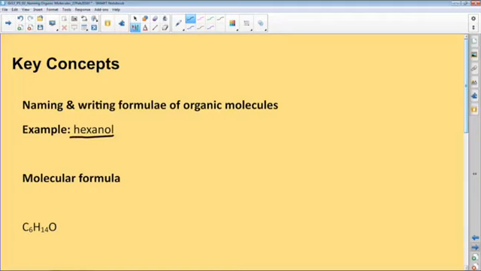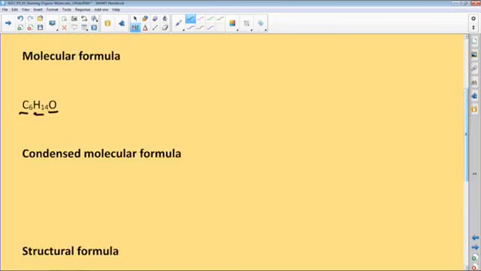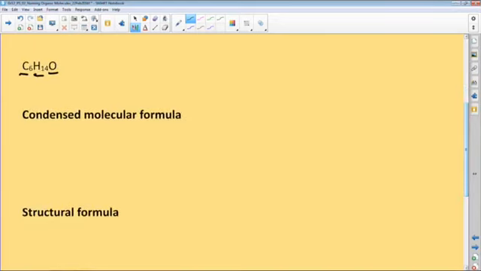Okay, now the molecular formula you've done before, you've done lots of molecular formulas. Molecular formula C6H14O. That means that I've got 6 carbons, 14 hydrogens, 1 oxygen. Condensed formula shows me structure. So molecular formula only tells me how many of each atom we have. Condensed molecular formula tells me a little more about its structure.